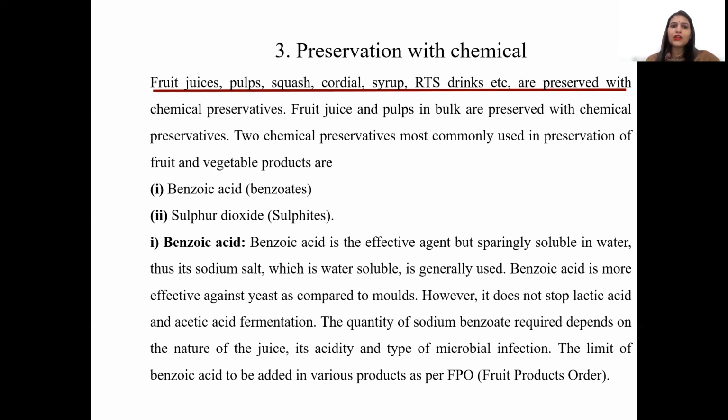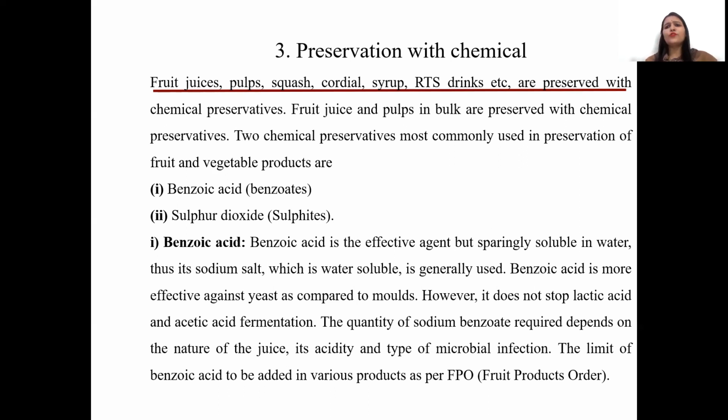Suppose there are two basic chemicals, the most used chemicals in fruits and fruit juices, like benzoic acid and sulfur dioxide. First is benzoic acid. In place of benzoic acid, basically we use sodium benzoate, its salt. Why do we use sodium benzoate in place of benzoic acid? Because of their solubility.